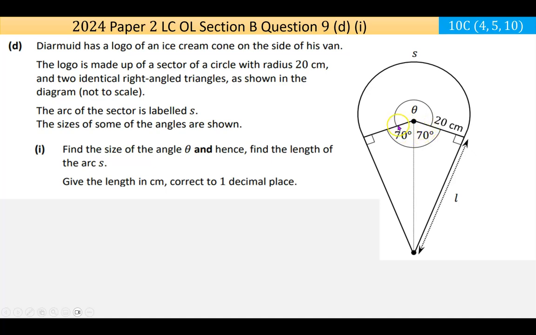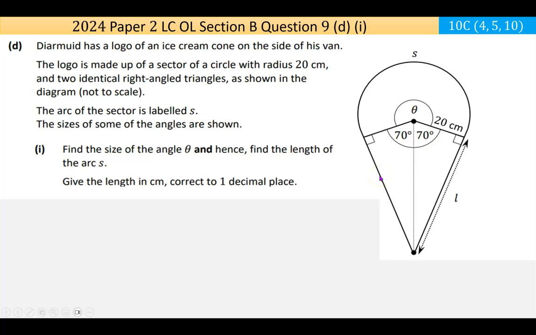Now you could just, if you think it through, that's 360 take away 140 is 220. Yeah, 220. You could add that on there, and it could and most likely will be useful at some stage. Okay. The arc of the sector is labeled S. Okay, so that's the arc. Okay, then the size of the angles are labeled shown, so 70 and 70.